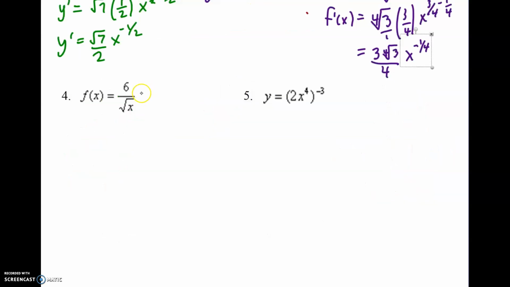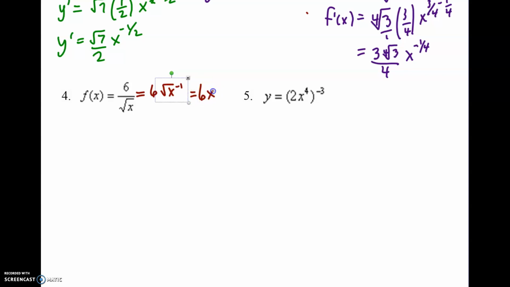Okay, let's move on to 4. Here we also need to write this in the form that we need. So we've got 6 as our coefficient, and then we see this variable is in the denominator. We know that negative exponents make that reciprocate. So I can write this as root x to the power of negative 1. Same thing, okay? Almost there.